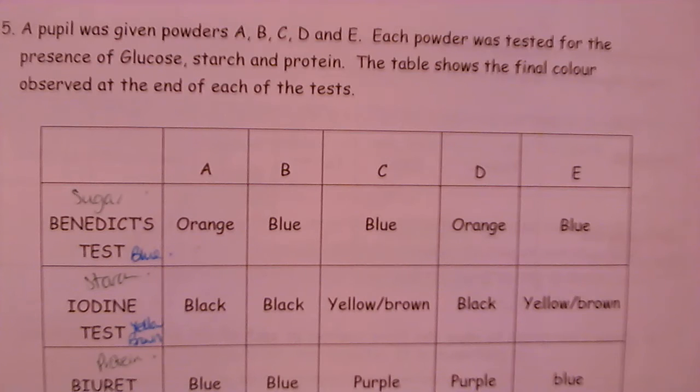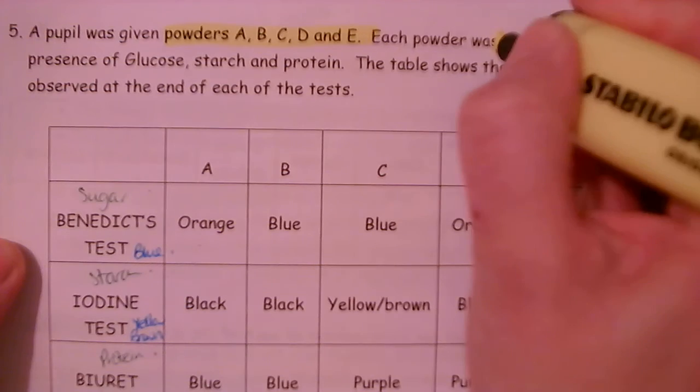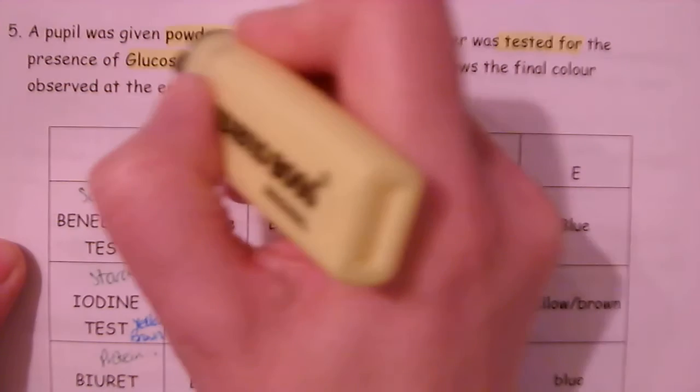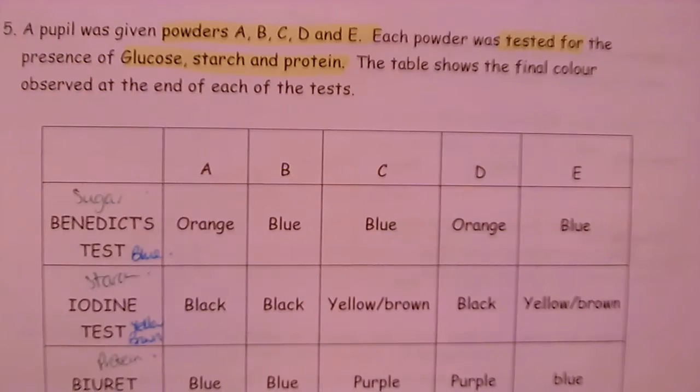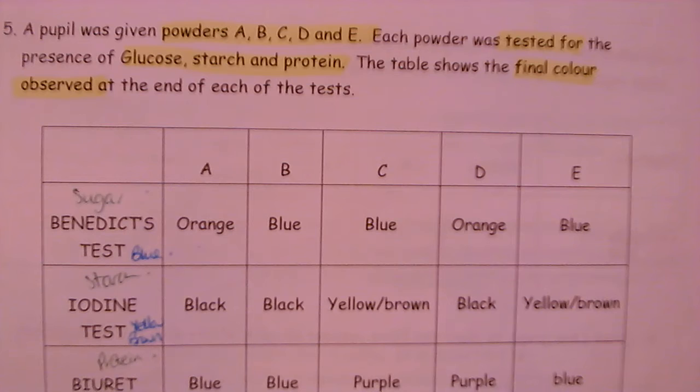We're going to have a wee look at this question. A pupil was given powders A, B, C, D and E. Each powder was tested for the presence of glucose, starch and protein. So we've got powders A, B, C, D and E, and we're testing for glucose, starch and protein. The table below shows the final colour observed at the end of each of the tests.